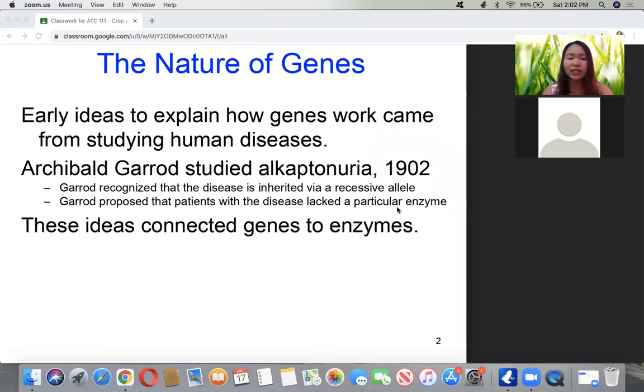To describe genes, the early ideas on explaining how genes work came from studying human diseases. In 1902, Archibald Garrod studied alkaptonuria, and he recognized that the disease is inherited via a recessive allele. If we review our previous topic, recessive means not dominant: the characteristic is there but it does not show.